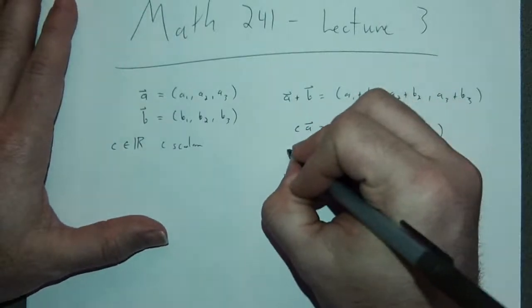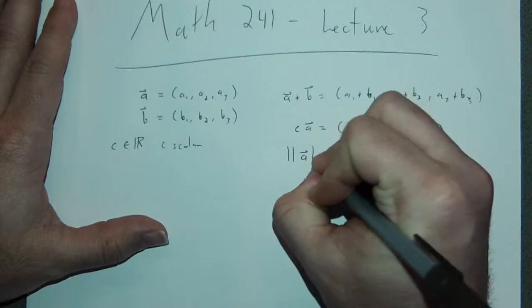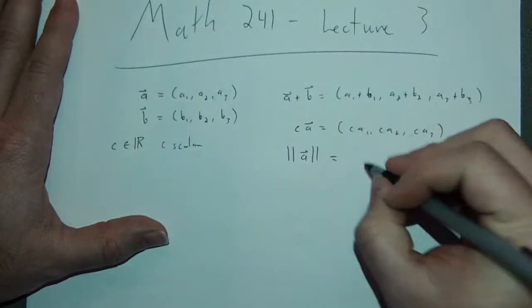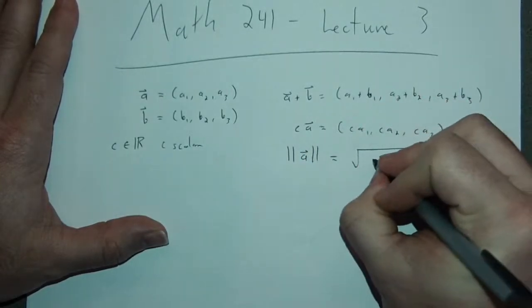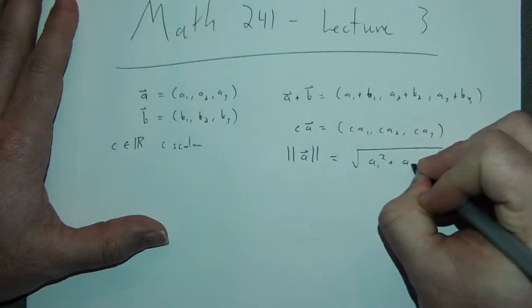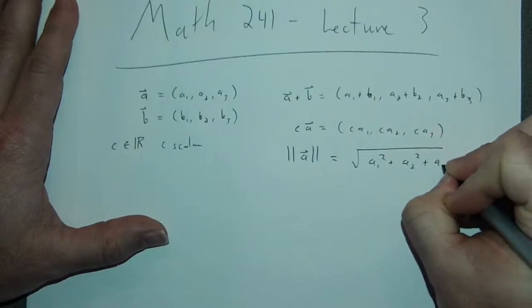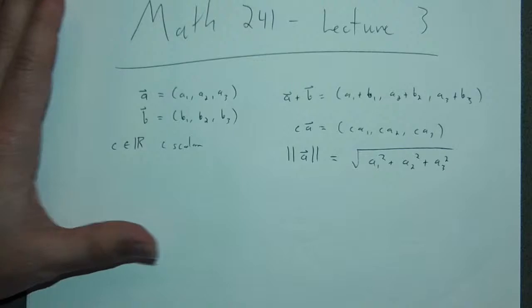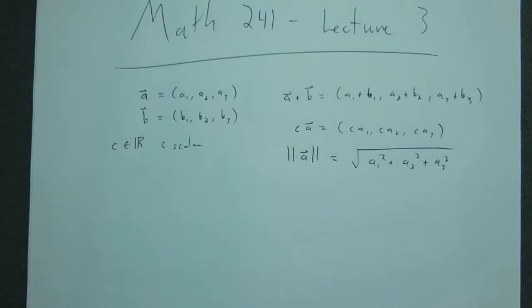Since we mentioned length, what is the length of a vector? What is the length of the vector A? This is the square root of A1 squared plus A2 squared plus A3 squared. So it's the square root of the sum of the squares. Okay. This is how I compute the length of a vector.